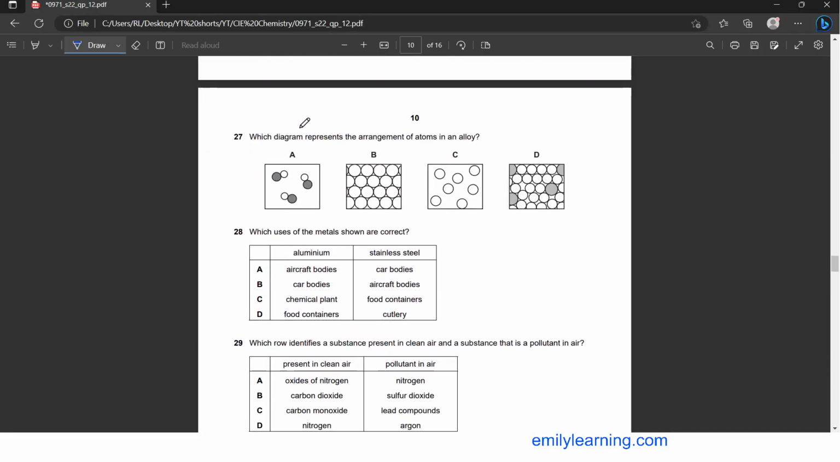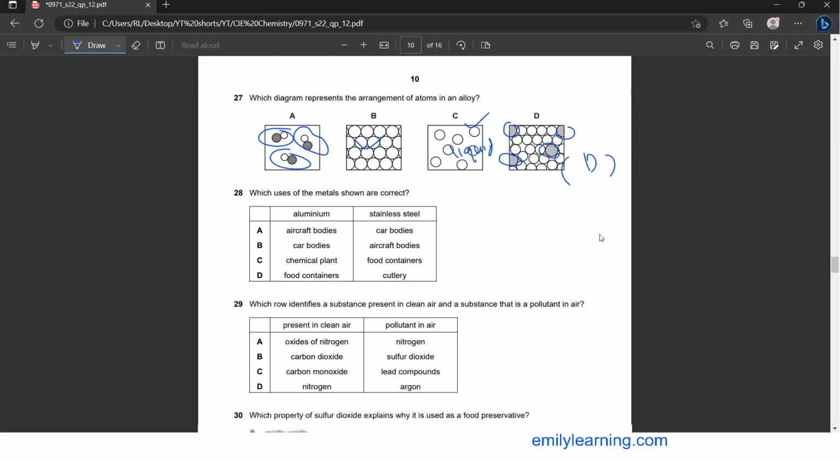Next, 27, which diagram represents the arrangement of an alloy? An alloy is a mixture of metals. This is a pure substance, only one. This is also a pure substance and it's a liquid. This is also a pure compound. One, two, three, three molecules, so this is a compound. This is an alloy. You see different types of atoms inside a neatly arranged metal. So D is an alloy.